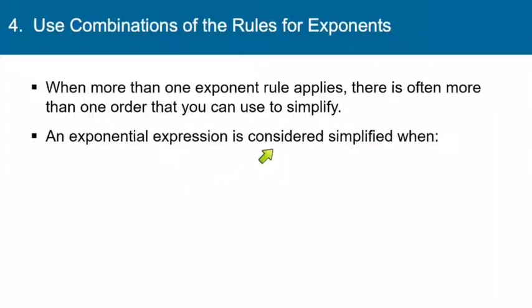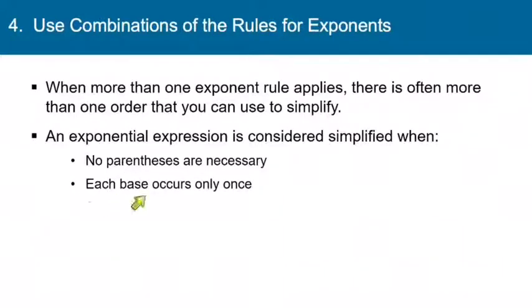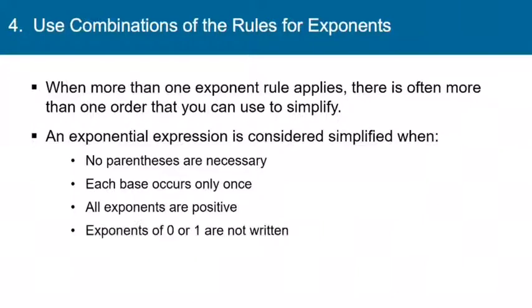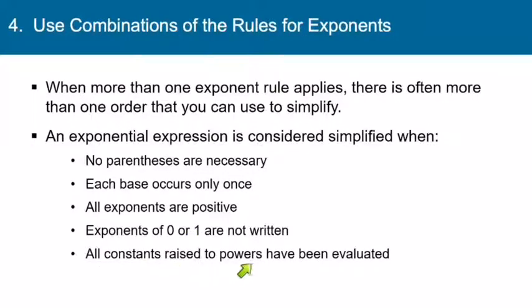So an exponential expression is considered simplified when you've met these conditions. No parentheses are necessary. That is, you will have worked out all the parentheses. Each base occurs only once. All the exponents are positive. If you have exponents of 0 or 1, you don't write them. So, you know, if you had x to the 0, you just wouldn't write anything. If you had x to the 1st, you would just write x. And if you have constants raised to powers, that you've evaluated those.